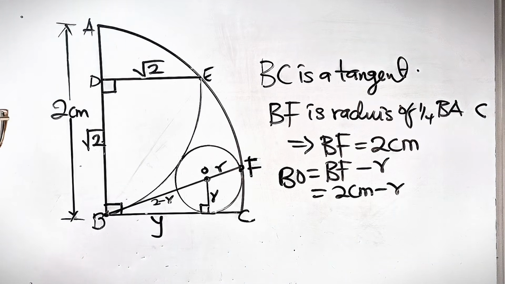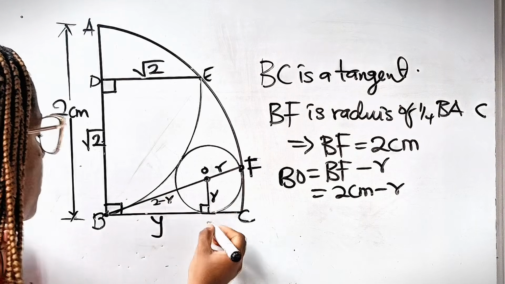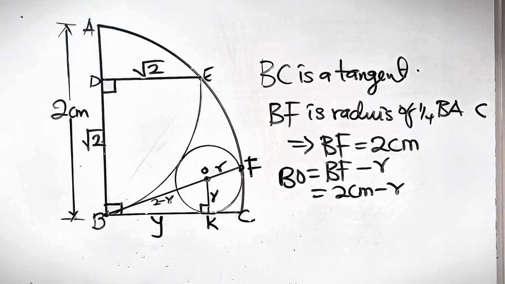All right, now let's consider triangle BO. Let's call this K. BOK.